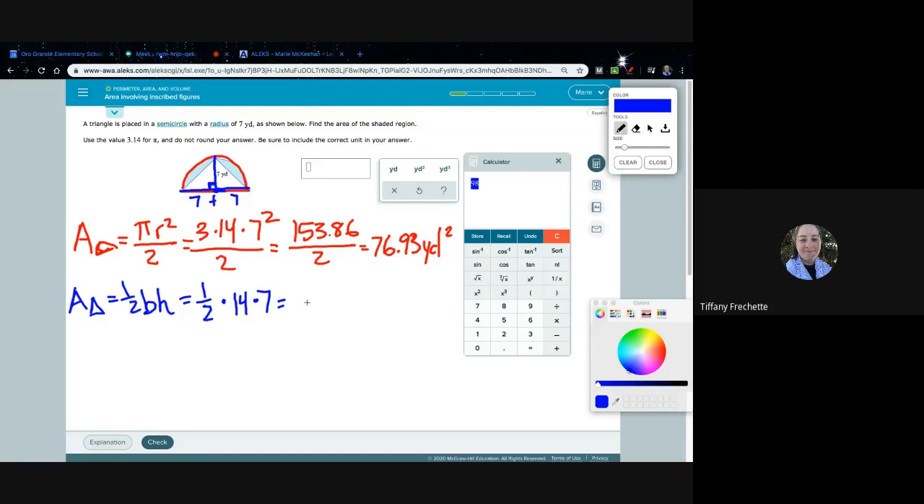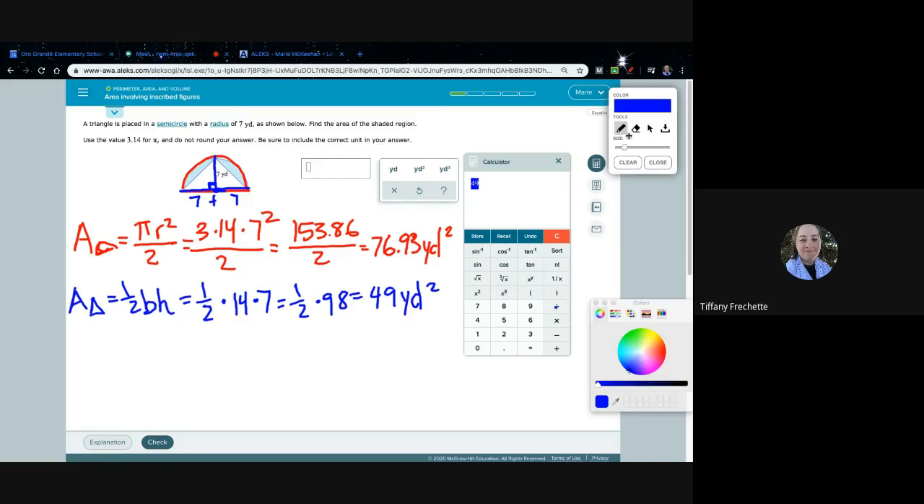So we end up with 1/2 times 98. 1/2 times 98 is the same thing as saying 98 divided by 2. So we're just going to divide. Divide by 2 equals, so we get 49 yards squared. Still yards squared because we had 14 yards, 7 yards, yards squared.